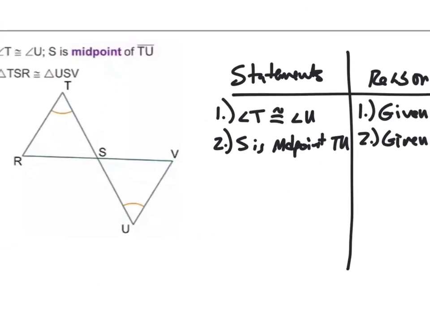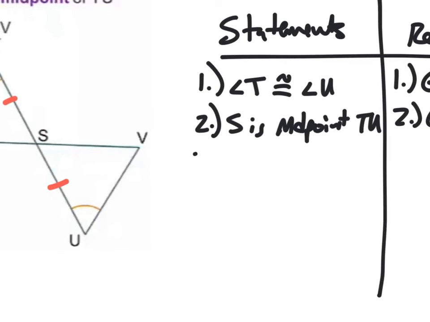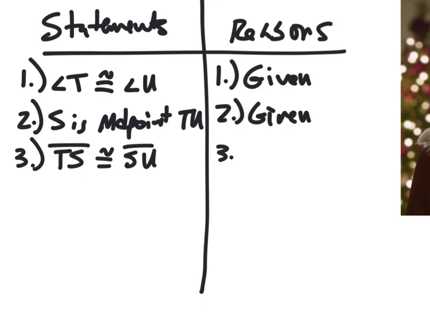All right, so what we have is that we know angle T is congruent to angle U. We know that S is the midpoint of TU. So if S is the midpoint of TU, then what we can conclude is that TS is congruent to SU. So we have to think about, if we're given this information, can we conclude anything from that? So let's write in step 3 that TS is congruent to SU. And the reason why we can say that is that's the definition of a midpoint. That's what a midpoint does.